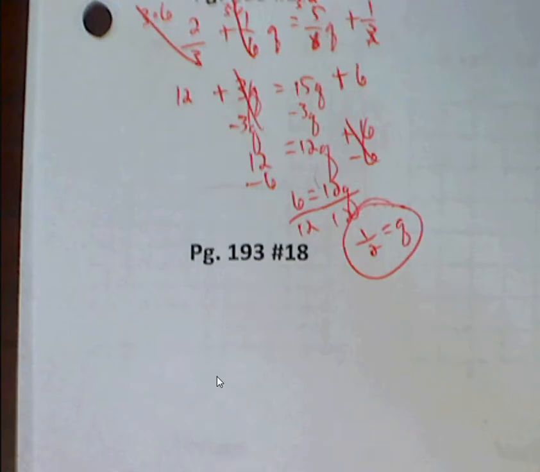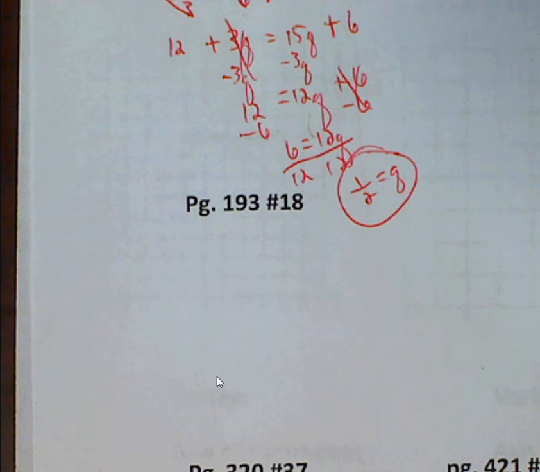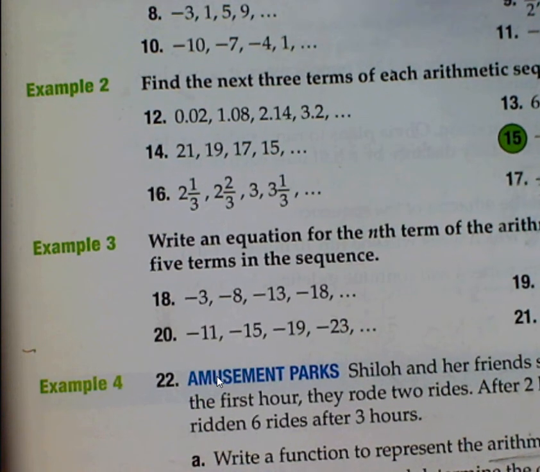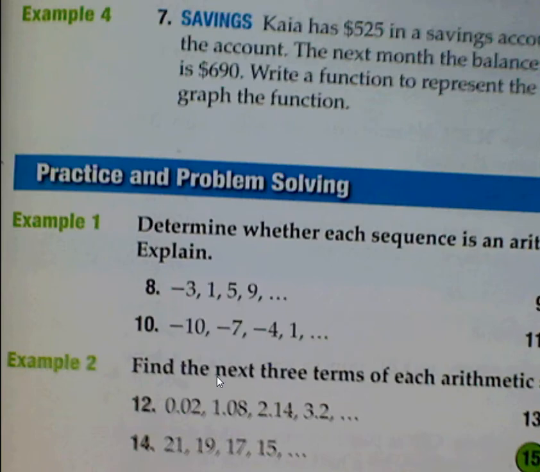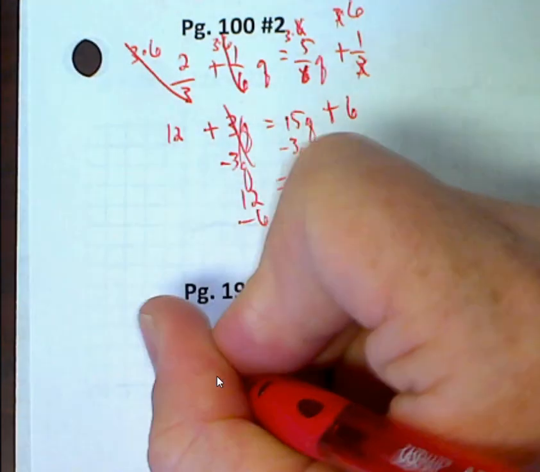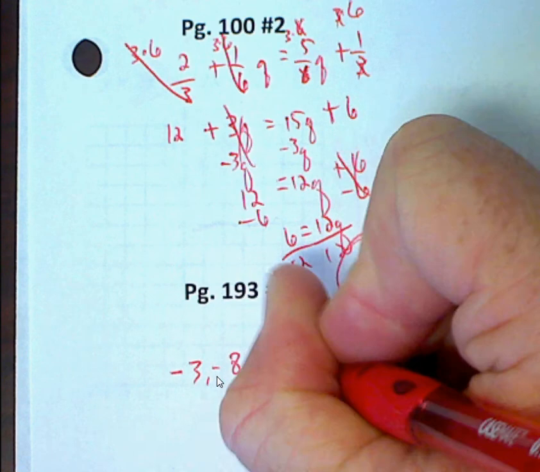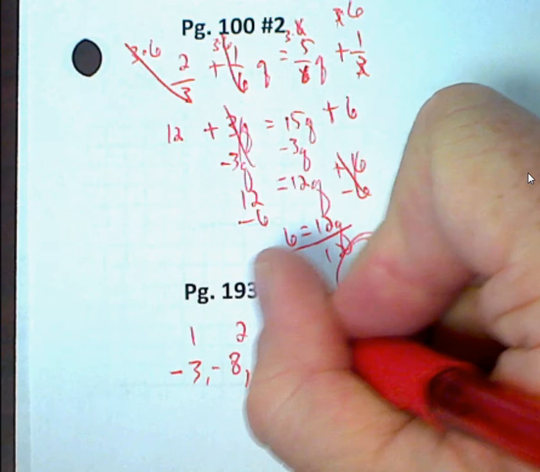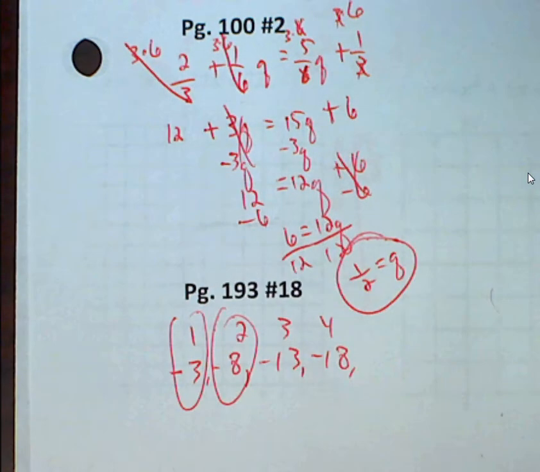Page 193, number 18. It says, write an equation for the nth term of the arithmetic sequence. Arithmetic is the same as a line. So on number 18, they give me -3, -8, -13, -18. So I know that this is going to make a line. So this is where I put 1, 2, 3, 4. I use my 2 points.